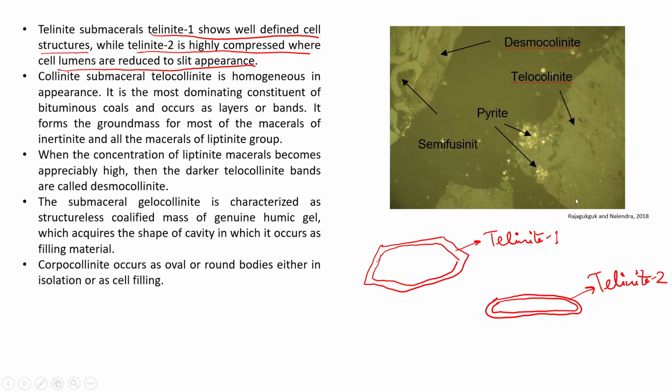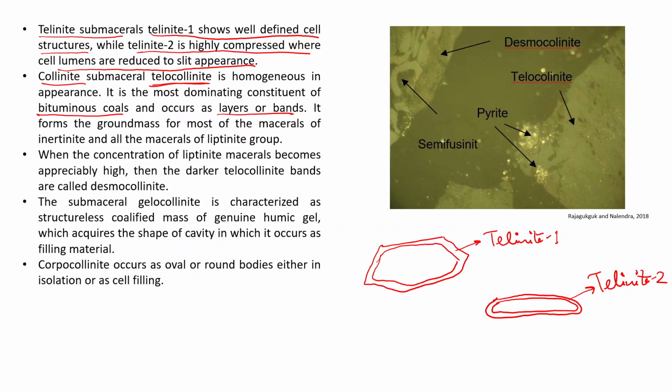Colinite submaceral. Now telinite 1 and telinite 2 are telinite submacerals, while telocolinite is a colinite submaceral. It is homogeneous in appearance. It is the most dominating constituent of bituminous coal and occurs as layers or bands. It forms the ground mass for most of the macerals of inertinite and all the macerals of the liptinite groups.